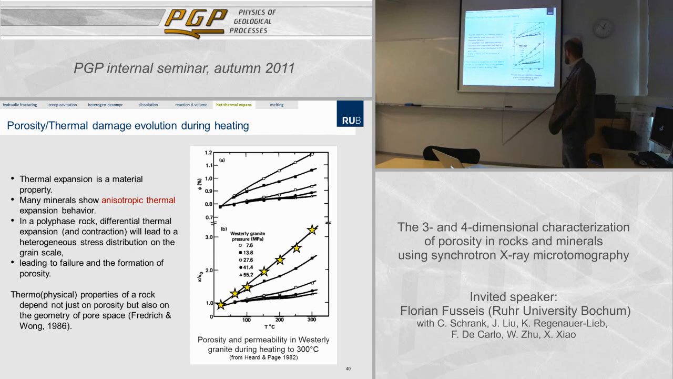Here, Heard and Page show how at various confining pressures, and we only want to focus on that one up here, the permeability and porosity evolve, and you can see that on heating to a temperature of about 300 degrees, the permeability increases by a factor of 2.